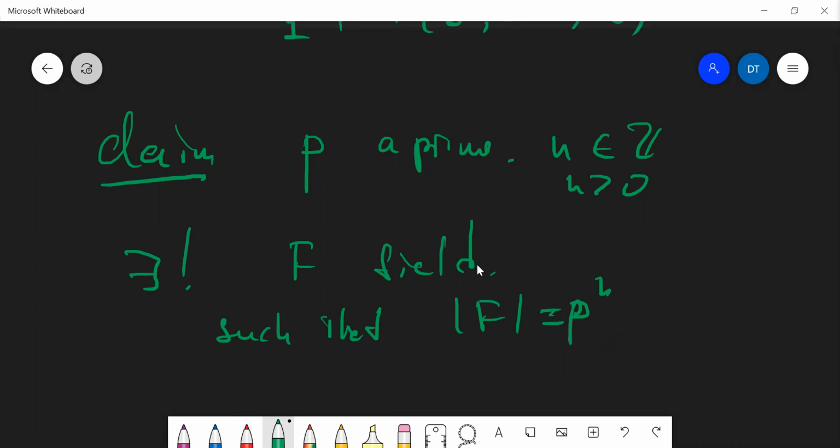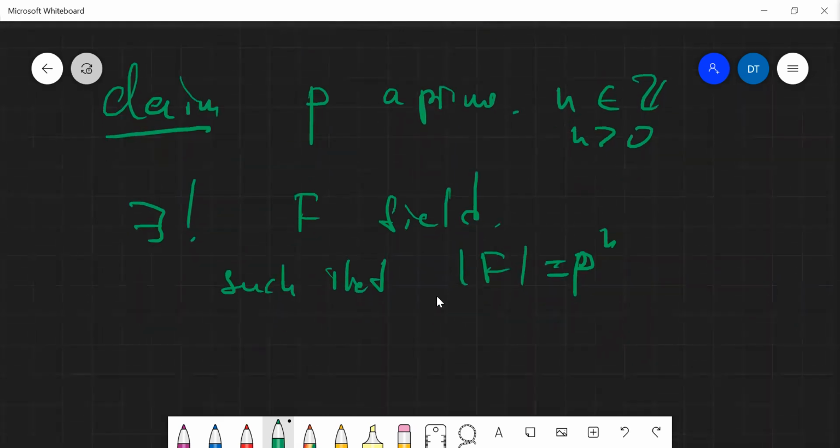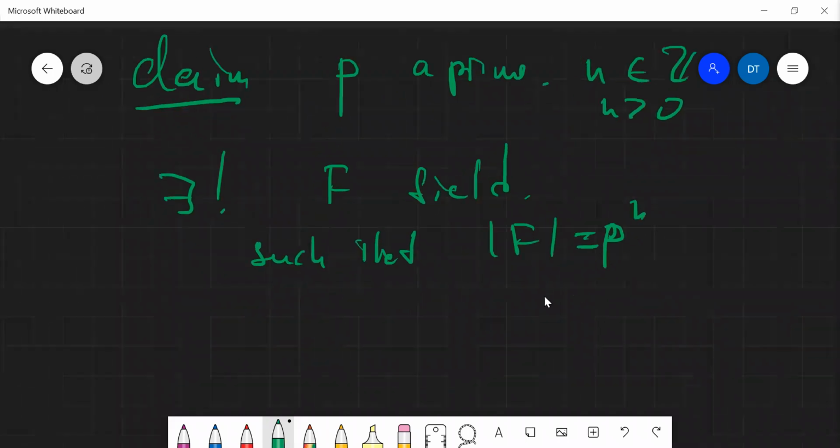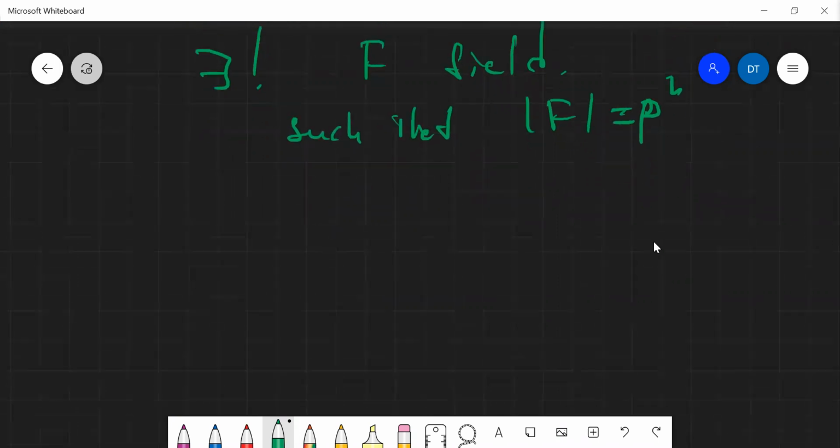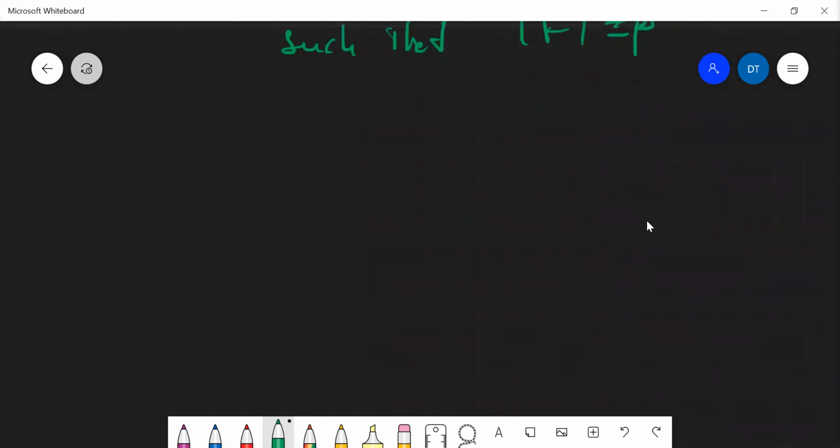But this simply means that we can produce a field with this many elements, and the field with this amount of elements is unique up to isomorphism. So if we have two fields with p to the n elements, they are isomorphic. So an interesting question is how to produce such a field. Let me show you the idea of how to produce such a field.